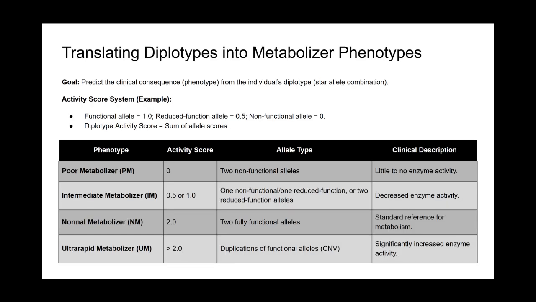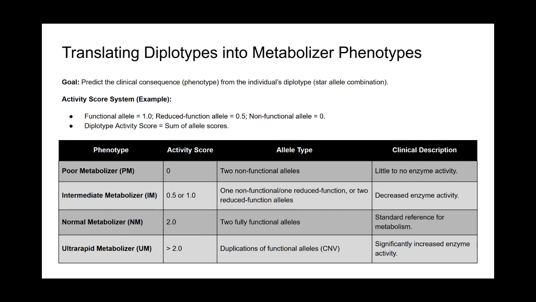The ultimate goal of interpreting a pharmacogenomic variant is to predict its clinical consequence, or phenotype. This involves translating an individual's diplotype, their combination of two star alleles, into a clinically meaningful category that can guide drug selection and dosing.